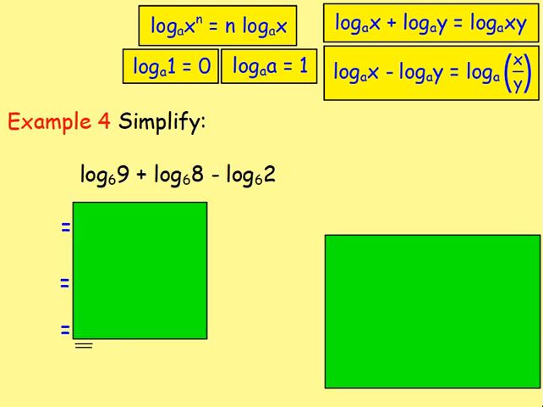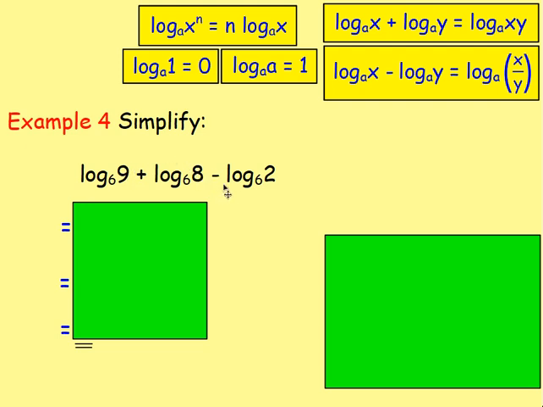Woo! Next one, example 4, simplify. Log base 6 of 9 plus log base 6 of 8, take away log base 6 of 2. So here, really we've got 3 terms. So what would we do? Well, if you think about just the first two, we've got log base 6 of 9 plus log base 6 of 8. You're adding here and the base is the same. So when you're adding and the base is the same, you multiply the x and the y together. So we'd have log base 6 of 9 times 8.